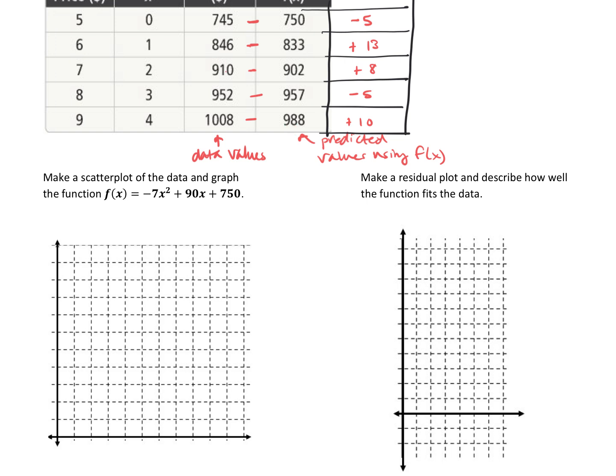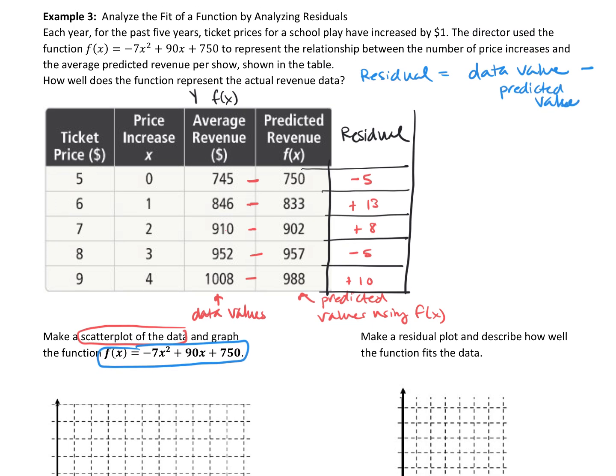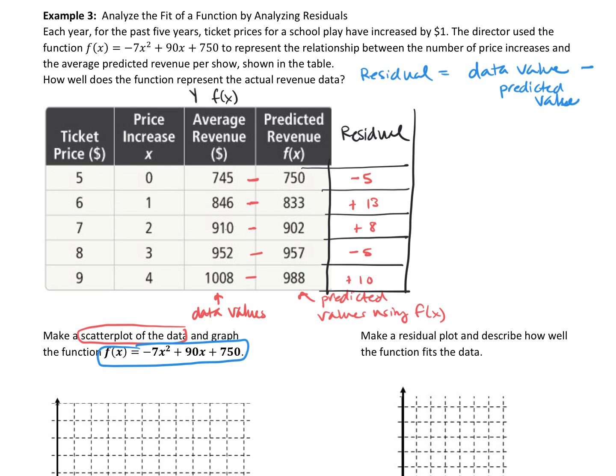So I'm going to color coordinate this. I'm going to make a scatter plot of the data in red, and then I'm going to do the function in blue. First thing we're going to do is label our x and y axes. I'm going to count the y values by 50s, but our smallest y value is 750. I am also plotting the scatter plot of the data. If we look at our table, the scatter plot is the data value. So these are the x's, these are the y's. We're plotting these ordered pairs. This is what actually happened.